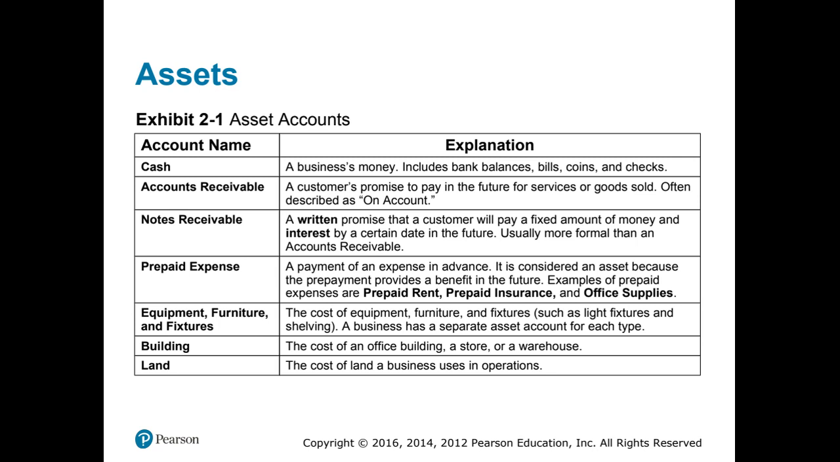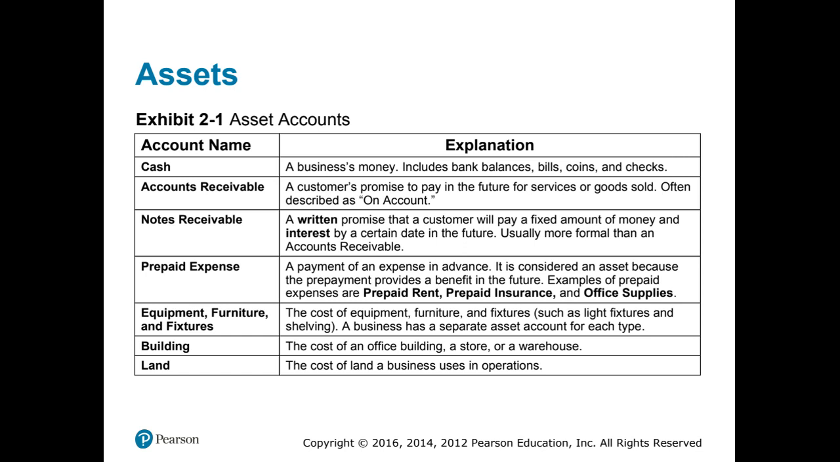Note, accounts receivable is where a customer promises to pay in the future for services or goods sold. We saw this in chapter 1. So accounts receivable, we received, I think it was $500 worth of office supplies on account. So the company that we owed the money to, they have an account receivable waiting on us to pay them, right? So a customer's promise to pay in the future for services or goods, often described as on account.